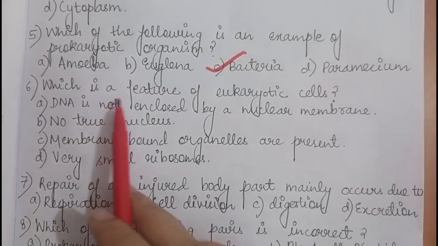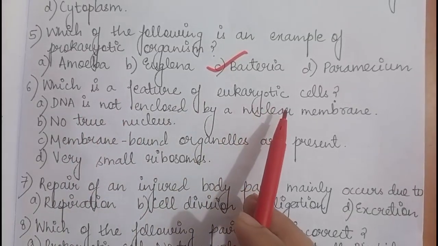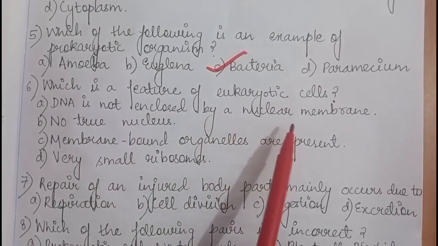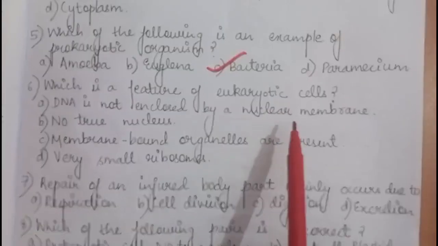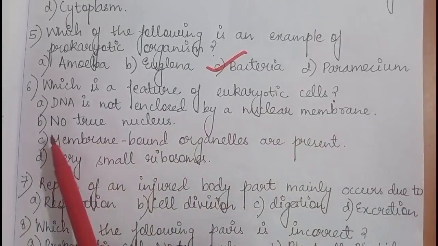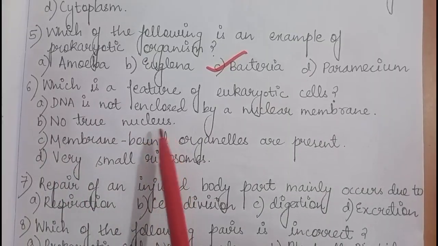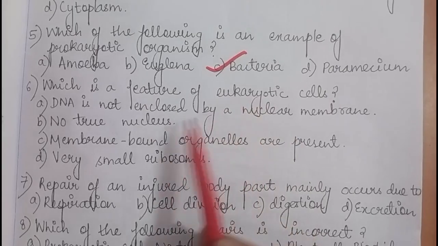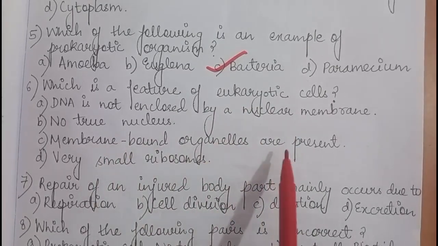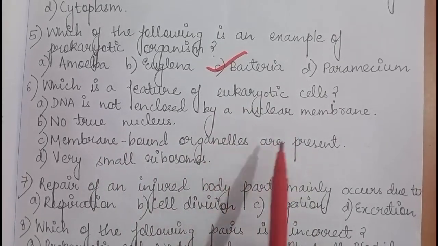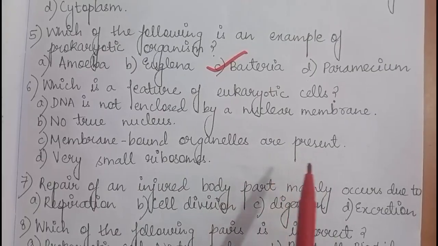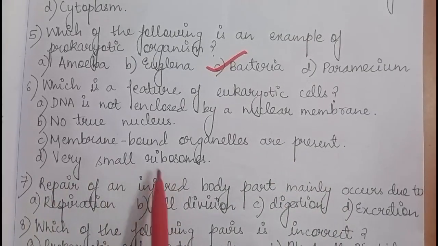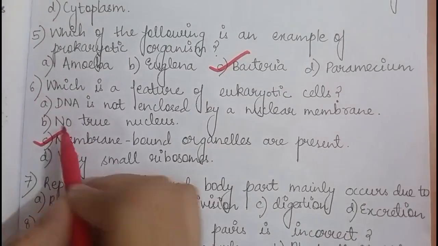Then which is a feature of eukaryotic cell? DNA is not enclosed by a nuclear membrane. False, DNA is enclosed by a nuclear membrane. No true nucleus, false. Membrane bound organelles are present, that's correct. Eukaryotic organisms have membrane bound organelles like mitochondria, chloroplast, endoplasmic reticulum, Golgi bodies. They have very small ribosomes, no, it is a property of prokaryotes. So option C is correct.